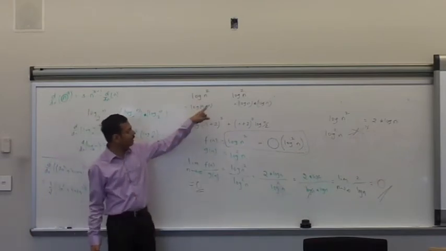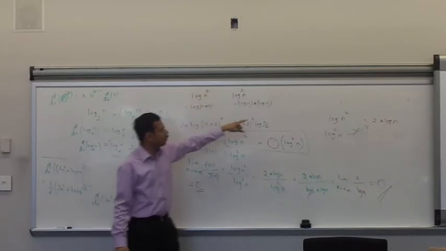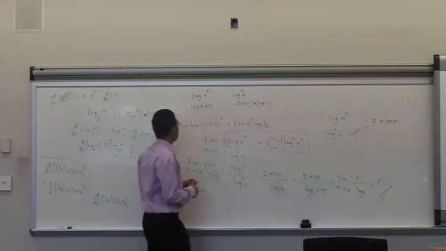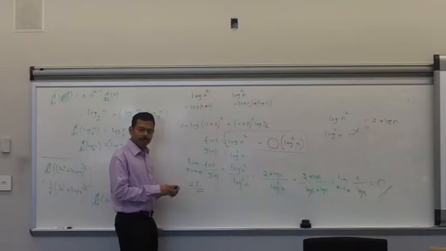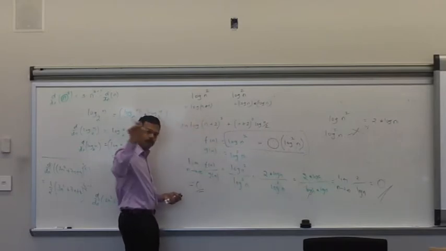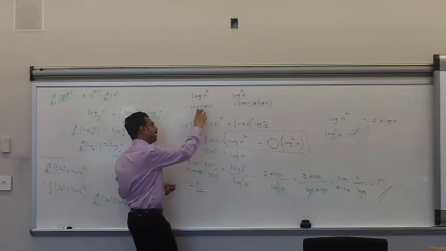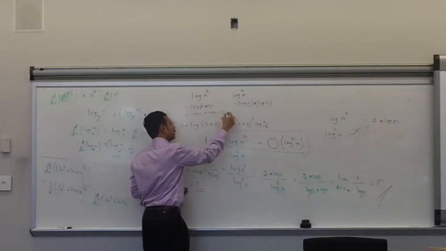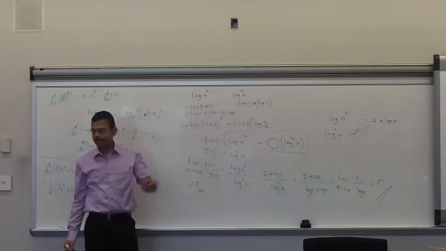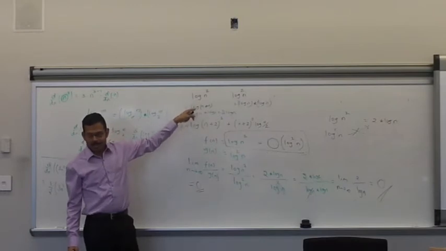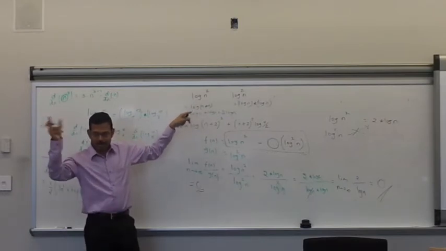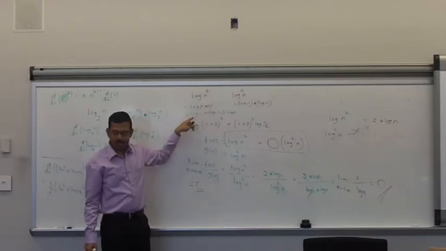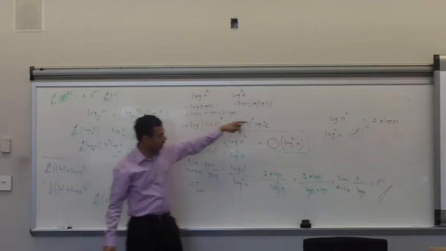Basically, why? Because log n square is 2 log n, right? And if you know logarithms, log a times b is what? Log a plus log b, right? So log n times n is what? Log n plus log n. So if you are still confused how it is 2 log n, this is how it is 2 log n. Here a and b are n. So log n times n is log n plus log n, which is 2 log n. That's why it is 2 log n.